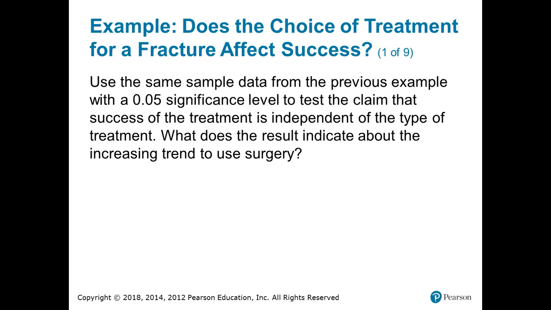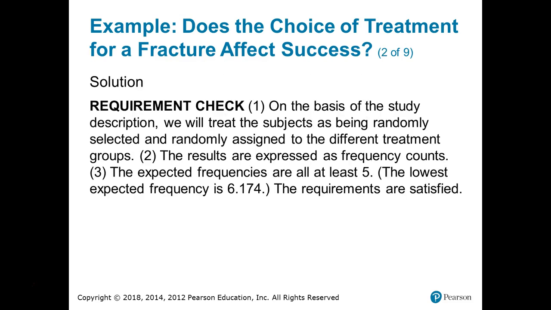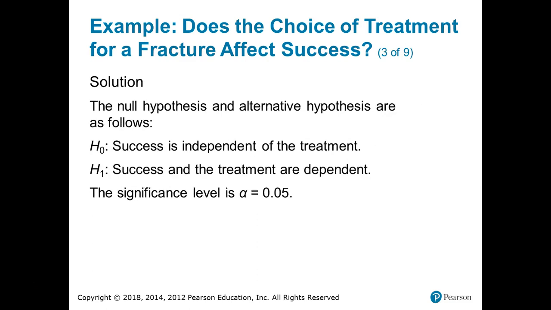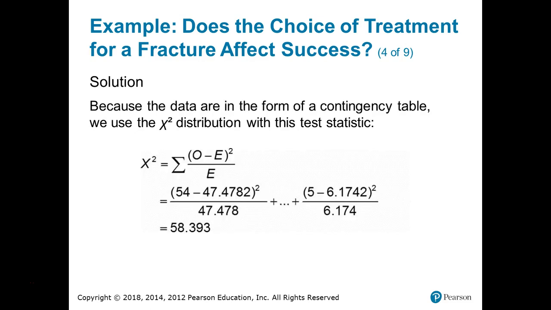Okay, let's go on to a more thorough example. That one was just really showing you how to find O and E. So use the sample data from the previous example with a 0.05 significance level to test the claim that success of the treatment is independent of the type of treatment. So what does the result indicate about the increasing trend to use surgery after a fracture? First, check the requirements. We are good. So the null hypothesis is, again, that they are independent of the treatment. H1 suggests that success and the treatment are dependent. Significance level, we'll do alpha is 0.05.